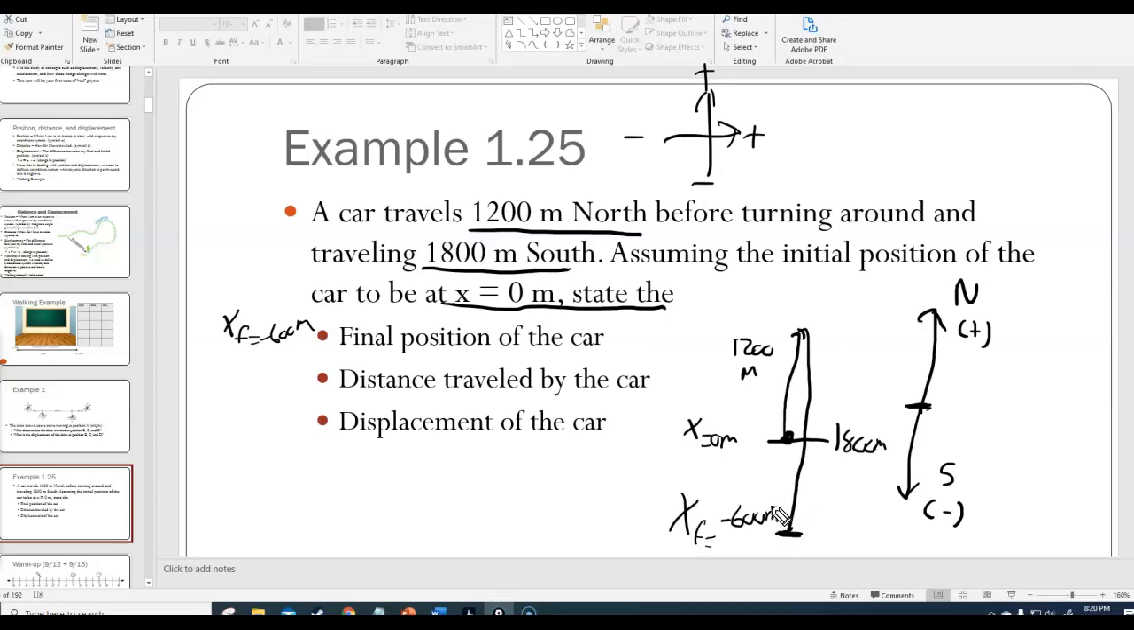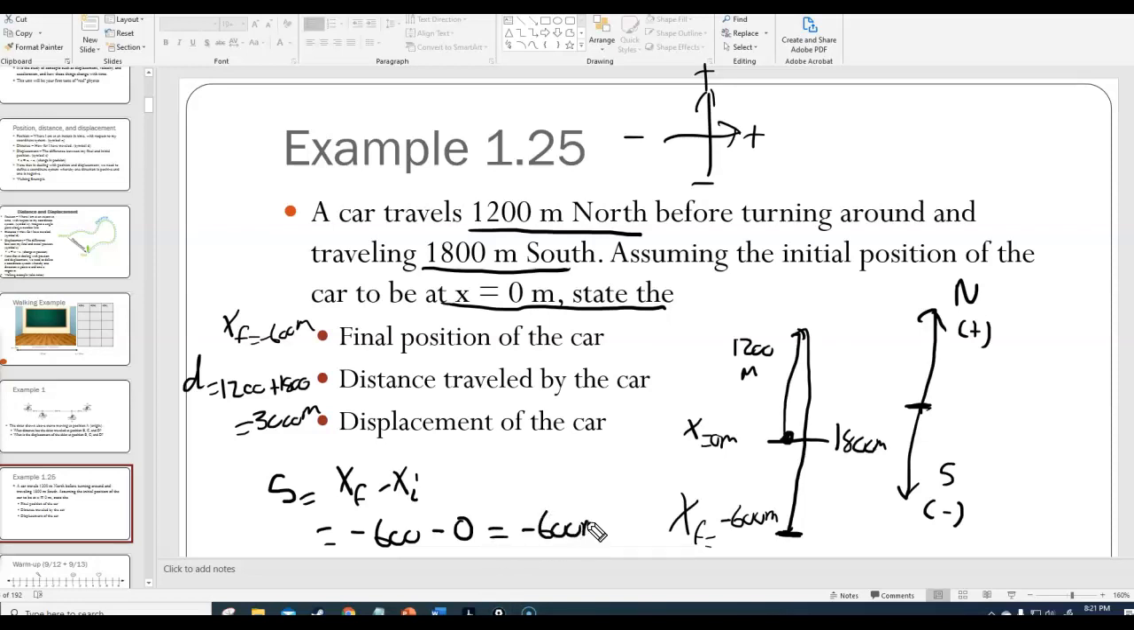Okay, now what was the distance traveled by the car? Well, the distance would be 1,200 plus 1,800, which is 3,000 meters. Okay, so remember, distance is just how far your object has traveled overall. And displacement, by definition, is the final position minus the initial position. Okay, the final position was negative 600. The initial position was 0. Okay, and so the displacement was negative 600 meters. Okay, and so that's the answer to the question.